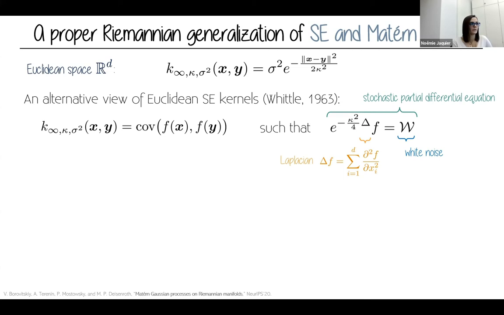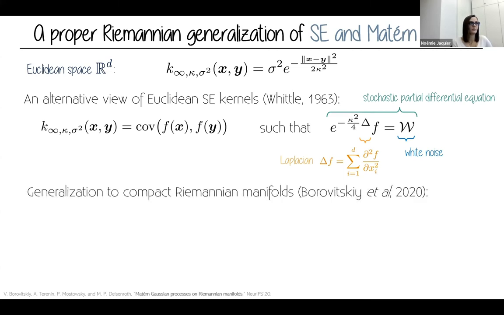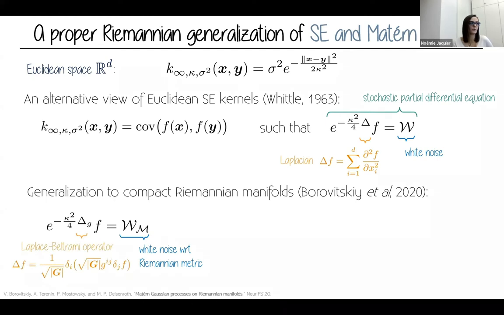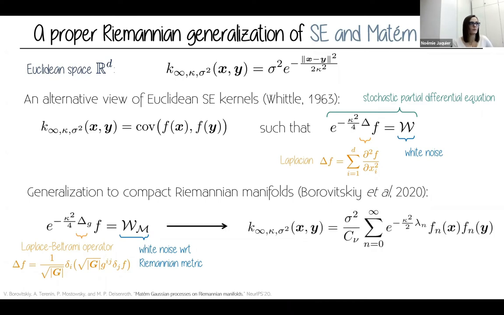What this newest paper proposes is to generalize this to compact Riemannian manifolds, simply by replacing the white noise by the white noise with respect to the Riemannian metric, so the white noise on the Riemannian manifold, and by using, instead of the Laplacian, its generalization to Riemannian manifolds, which is called the Laplace-Beltrami operator. You solve this equation, you get the covariance of your process, and this is the kind of solution that you obtain. It is an infinite sum based on the Laplace-Beltrami eigenvalues and eigenfunctions. For many of the Riemannian manifolds that we consider, we know or can obtain those eigenvalues and eigenfunctions, and based on this infinite series, we obtain the kernel for our manifold.